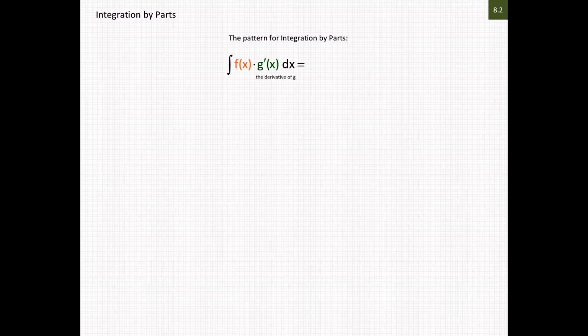In this video, you'll learn about an important integration technique called integration by parts. If the integrand is the product of two functions, one is named f and the other is the derivative of a function g, then this pattern qualifies for the integration by parts technique. Let's learn how to recognize the pattern.